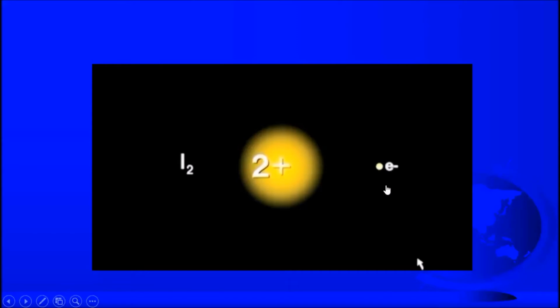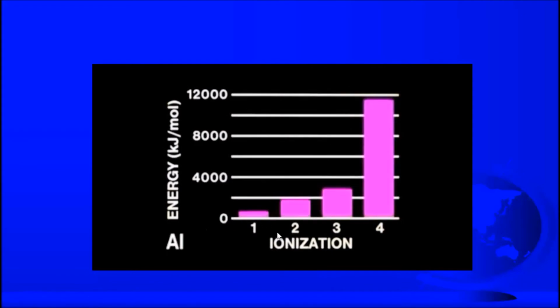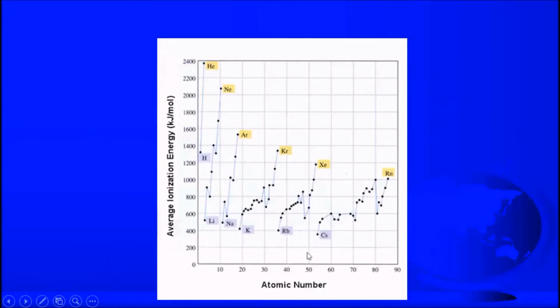As each electron is removed by ionization, the remaining electrons experience less electron-electron repulsion and a greater effective nuclear charge. Thus, each successive ionization requires more energy. This graph shows the way in which the ionization energies of the aluminum atom increase as successive electrons are removed.